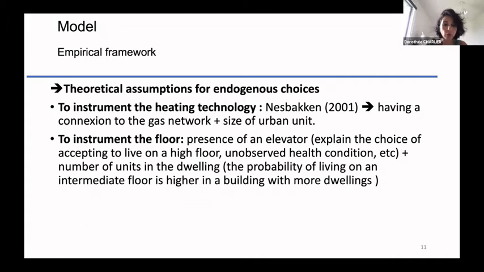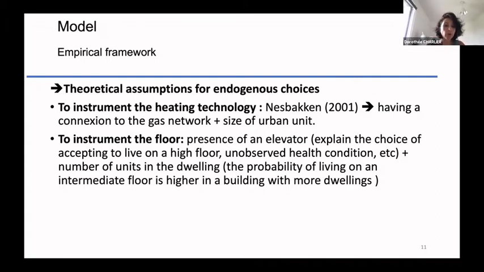In order to instrument the choice of the floor, I need an instrument which does not have an impact on the energy expenditures, so I use the presence of an elevator. Elevators are mostly in the most recent buildings. And when I want an elevator, it is also because of other factors, for example, unobserved health condition, if you have some children, or other considerations.